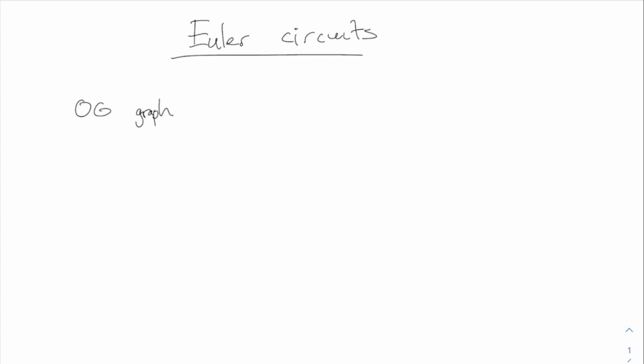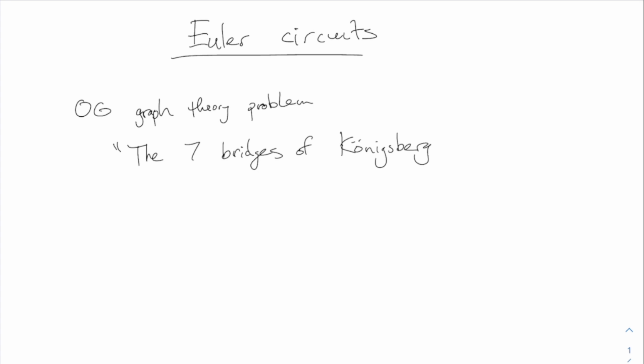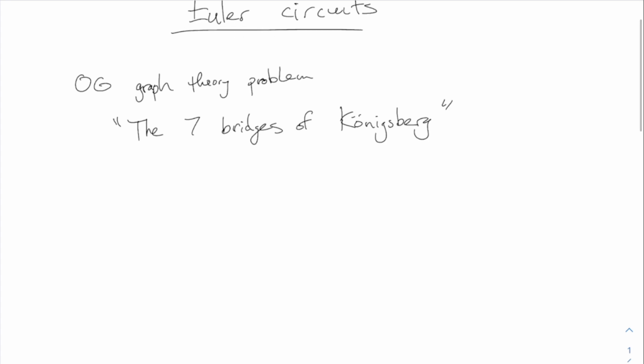But anyway, the original graph theory problem, which Euler wrote about, is a famous math problem called the 7 bridges of Königsberg, which is a city somewhere in Europe. This is a real place, which at some point in history really had 7 bridges, although I believe now the bridges have been reconfigured since then, so you can't exactly go there.